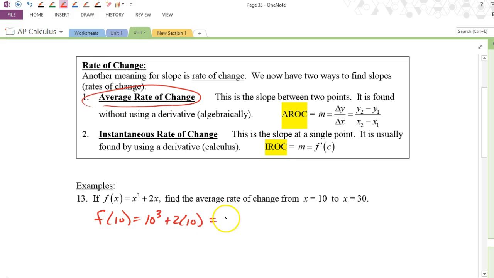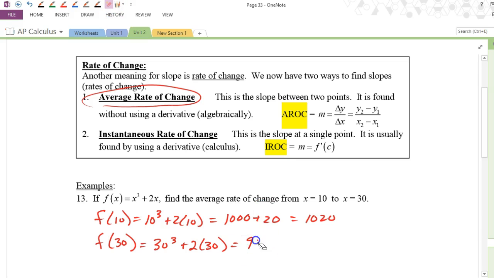So this would be 1,000 plus 20, so 1,020. Whoa. Then I'm going to do the same thing with the other x value, which is 30. So 30 cubed plus 2 times 30. What is that, 9? No, 27, geez. What am I thinking? 27,000 plus 60. Wow, they use some pretty nice numbers.